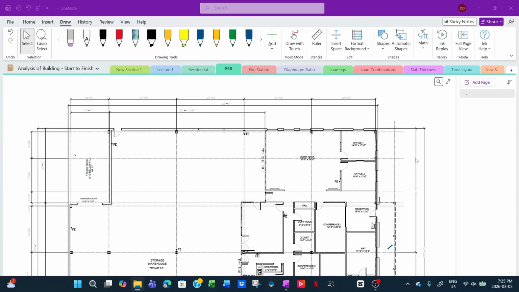So in this video we will be discussing steel framing. We will use the same building and then we will try to do a steel framing.